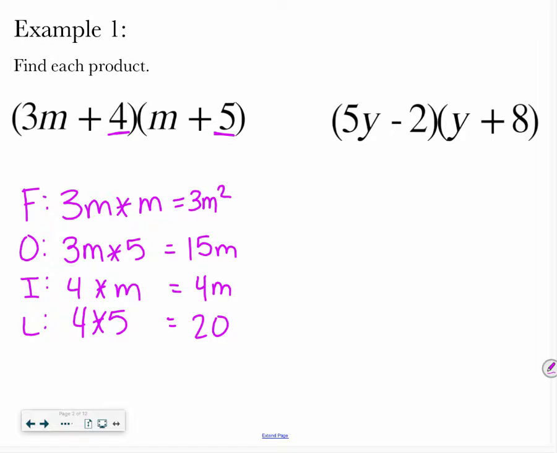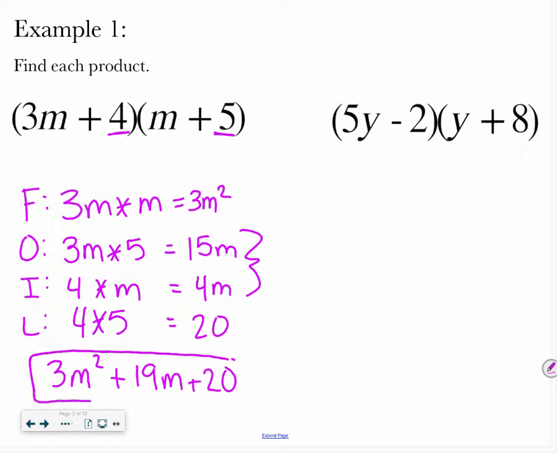And then I go through and I say, okay, I need to add all of these together. So I have 3m squared plus 15m plus 4m. More often than not, you'll be able to combine these two numbers, okay? So 15 plus 4, that's going to give me 19m plus 20. So that is my final answer, okay? Like I said, as we do this more and more, I'm not going to expect you guys to write it out like this, but I think it's a great way for you to learn.